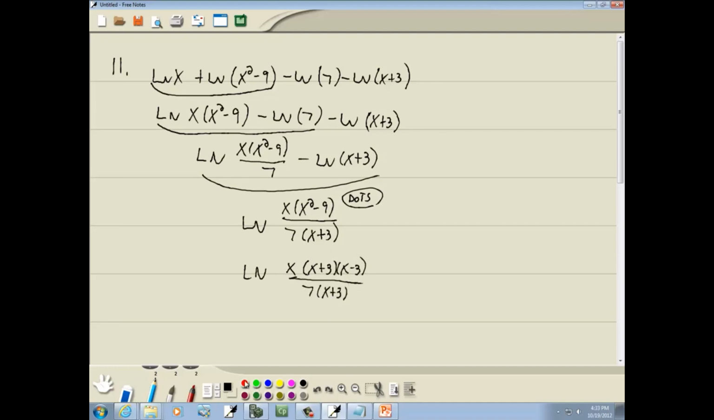And once we do that, we see we can cancel something. Here's an x plus 3 and here's an x plus 3. So those are going to cancel. And we have natural log of x times x minus 3 over 7. And we got our single log. And that's our answer.